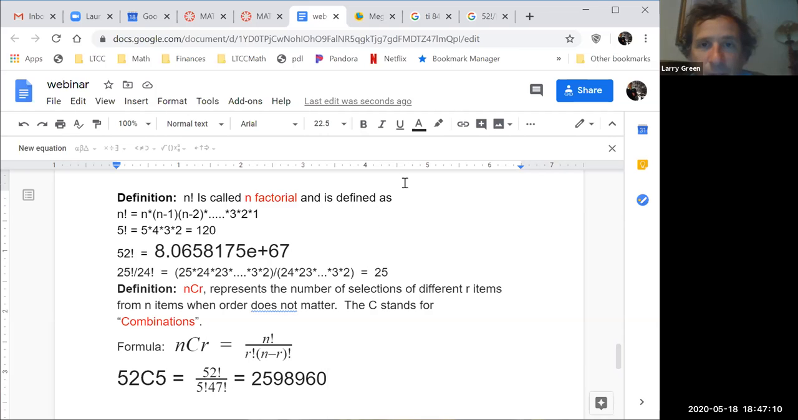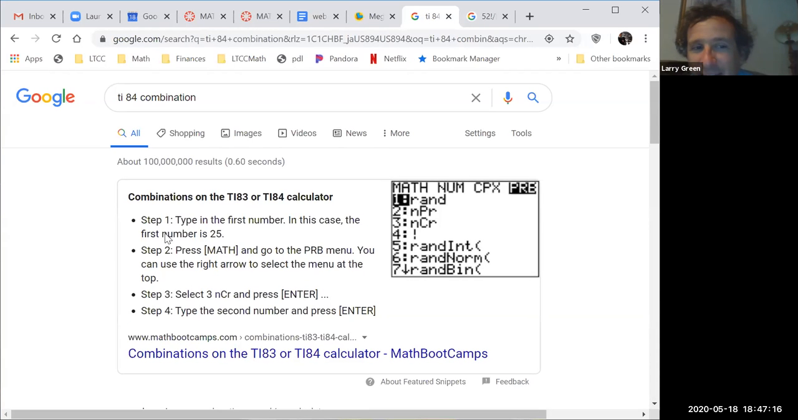Okay, here's another example. And oh, let me show you one more thing. Now I could go to this. This is actually what I had in mind before you asked the question. These are the 4 steps to do combinations on the TI-84 calculator. You first type in the number. In this case, the first number is 52, not 25. Press math, go to PRB. You can use the right arrow to select the menu at the top. Select 3, nCr, press enter. Then type in the second number, in that case it's 5, press enter, and you should get a little more than 2.5 million. And that's how you use the TI-84 calculator. Every calculator is a little different, but advanced calculators all have this function.